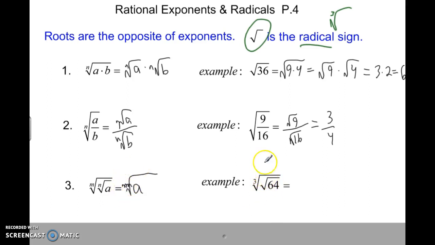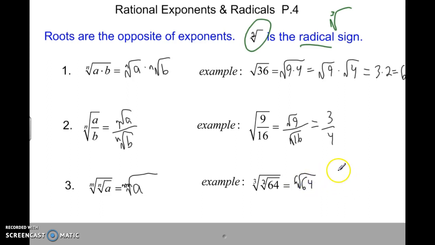So in this case, by the way, when you see square root, it's really a second root in disguise. So just know that it's a second root in disguise when you see that. In other words, there's a little 2 right there whenever you see square root. So using the property, this would be the 6th root of 64.